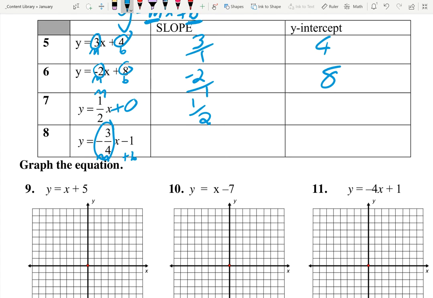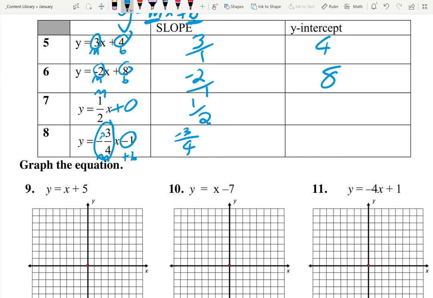Now when it comes to a negative, I like to associate the negative with just the numerator, not just the bottom. So -3/4 is our slope, but I'm going to look at it more like a -3 over 4. Again, that will help us when we do graphing later. So that's our slope, and our y-intercept is this constant at the end.